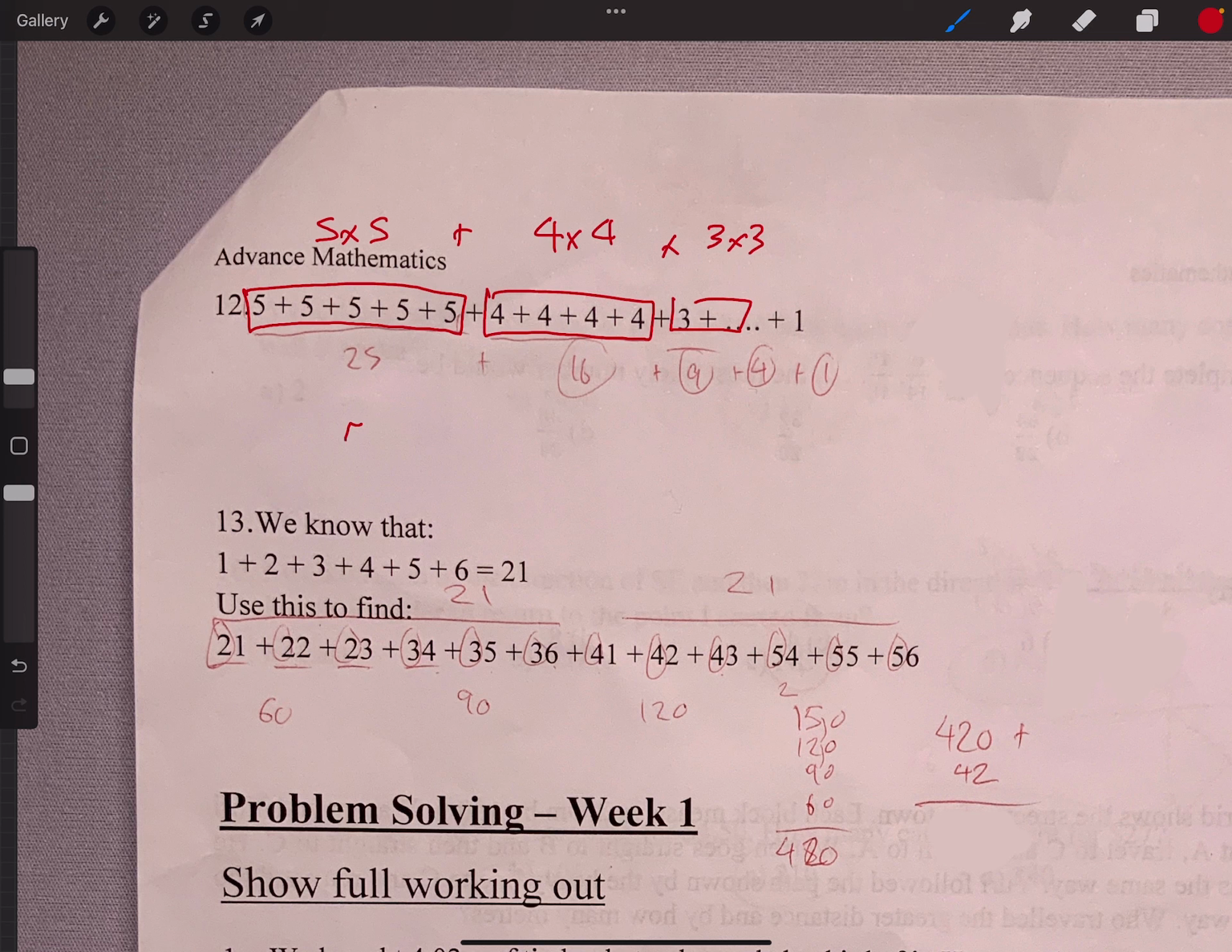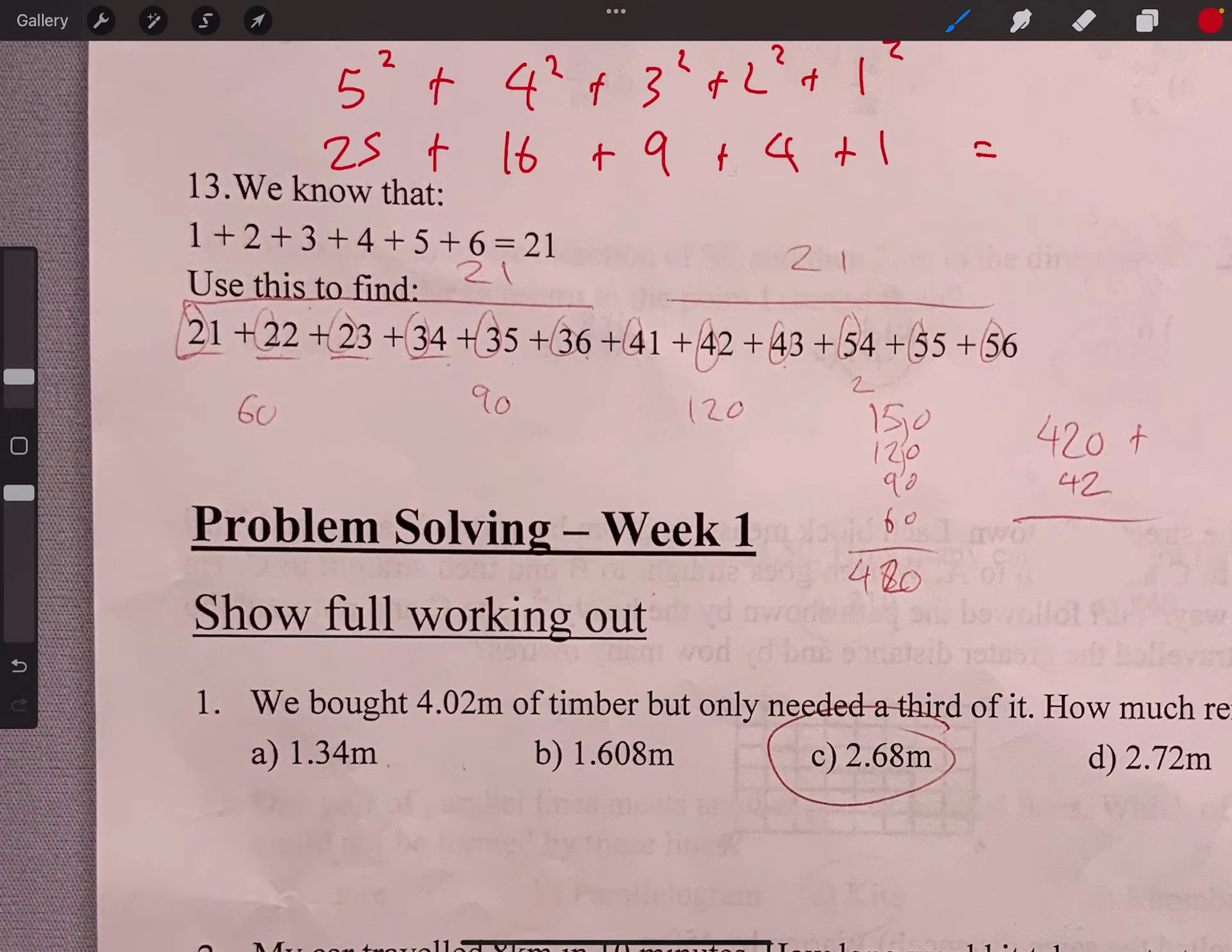That's basically saying 5 squared plus 4 squared plus 3 squared plus 2 squared plus 1 squared. 5 squared is 25, 4 squared is 16, 3 squared is 9, 2 squared is 4, and 1 squared is 1. Add them all together, you get the answer. So you work that out.